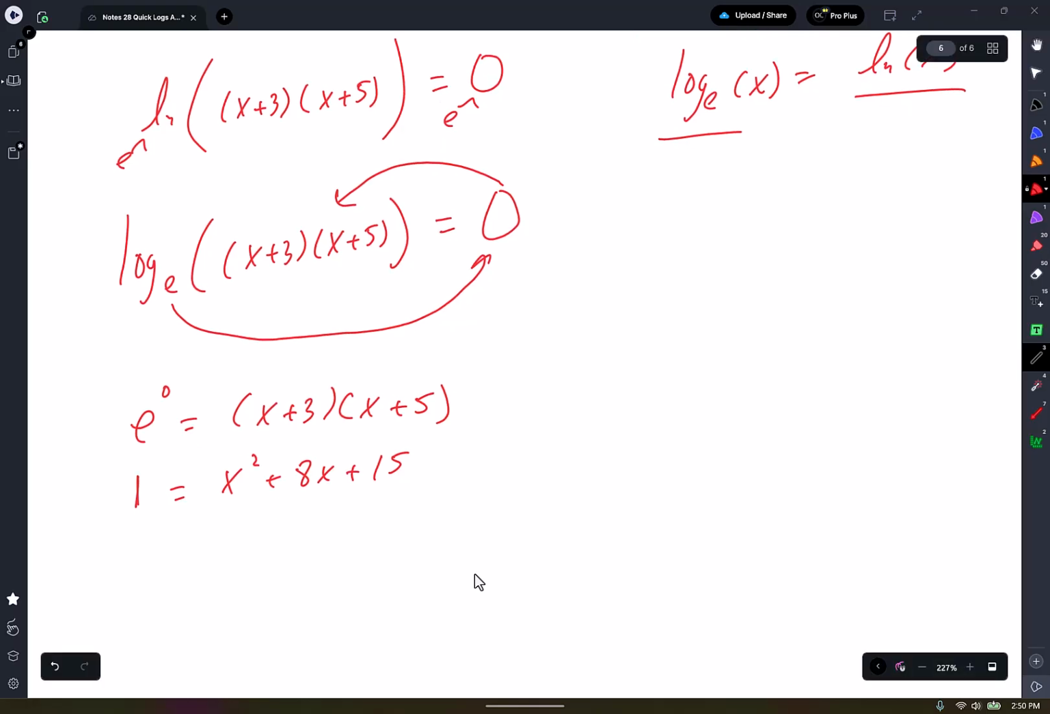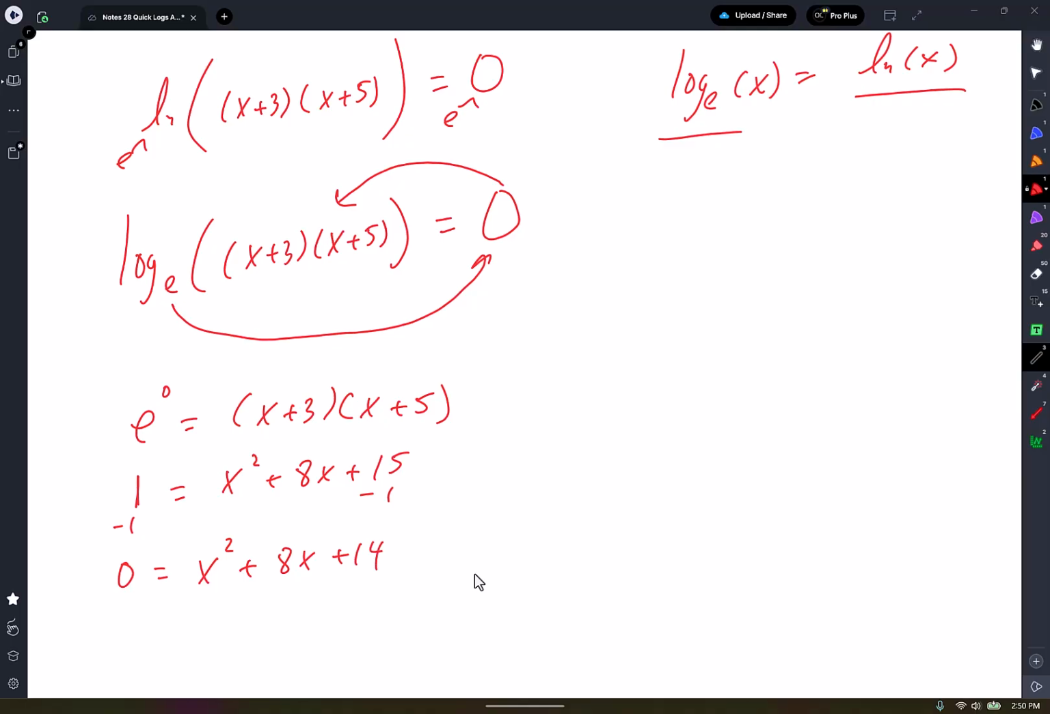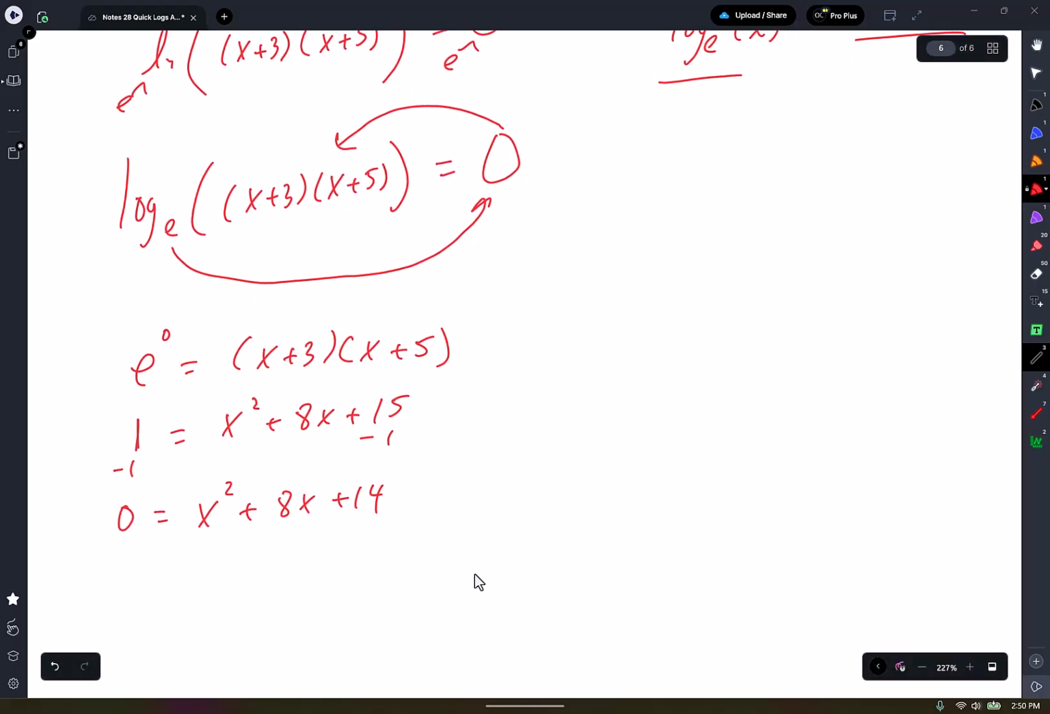I'm going to subtract 1 from both sides. 0 equals x squared plus 8x plus 14. Are there any two numbers that multiply to give you 14 and add up to 8? Nope, not that I know of. I mean, there is, but not at the high school level with integers or rationals. So we're going to have to use the quadratic formula, guys.